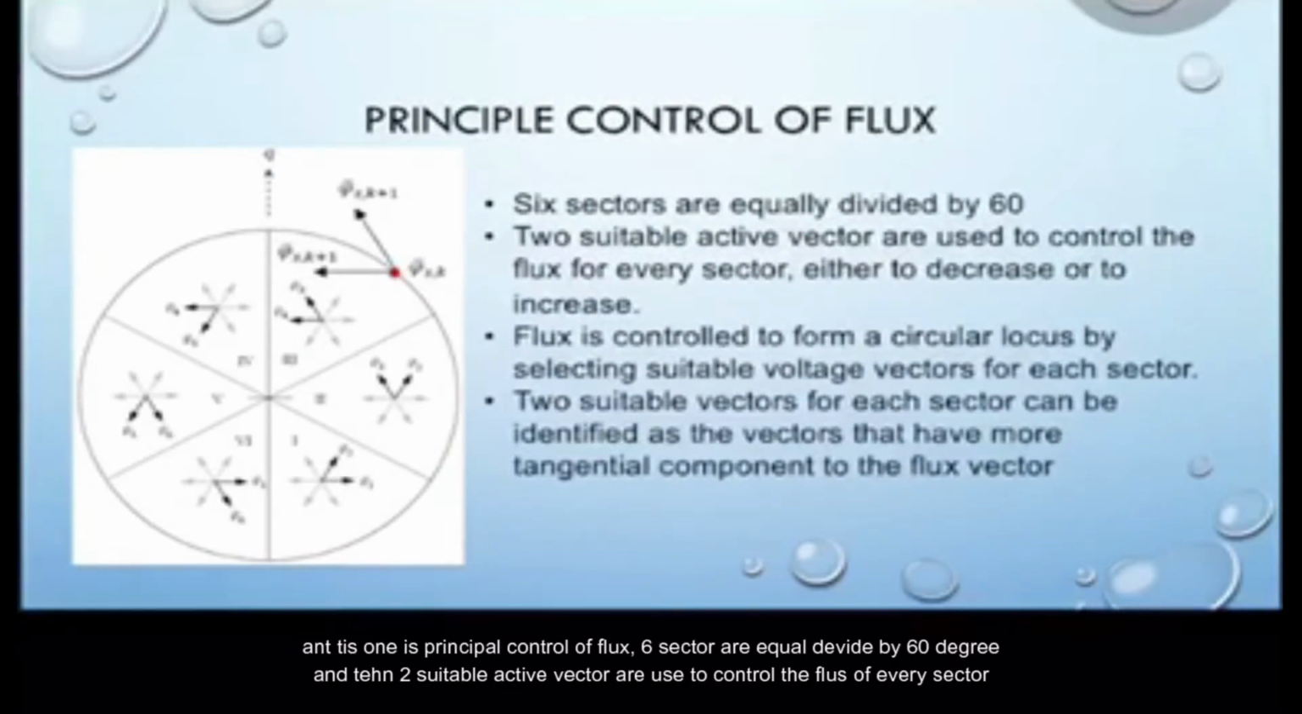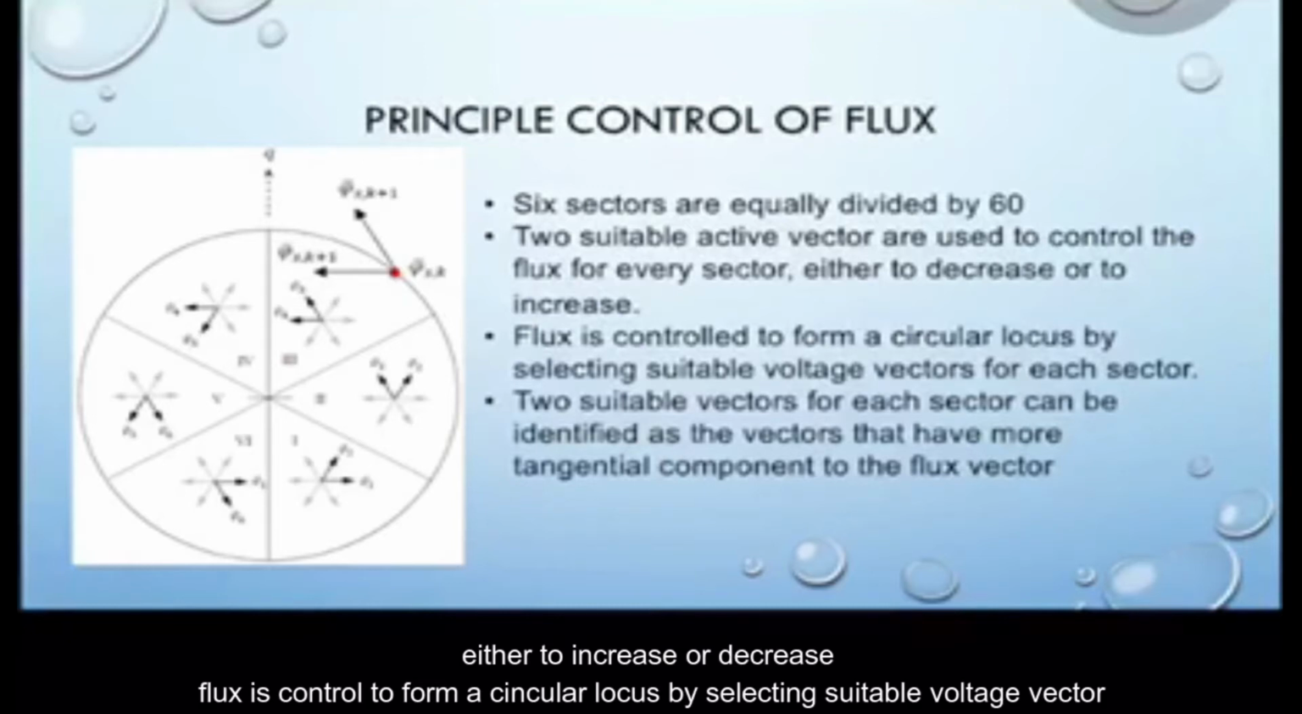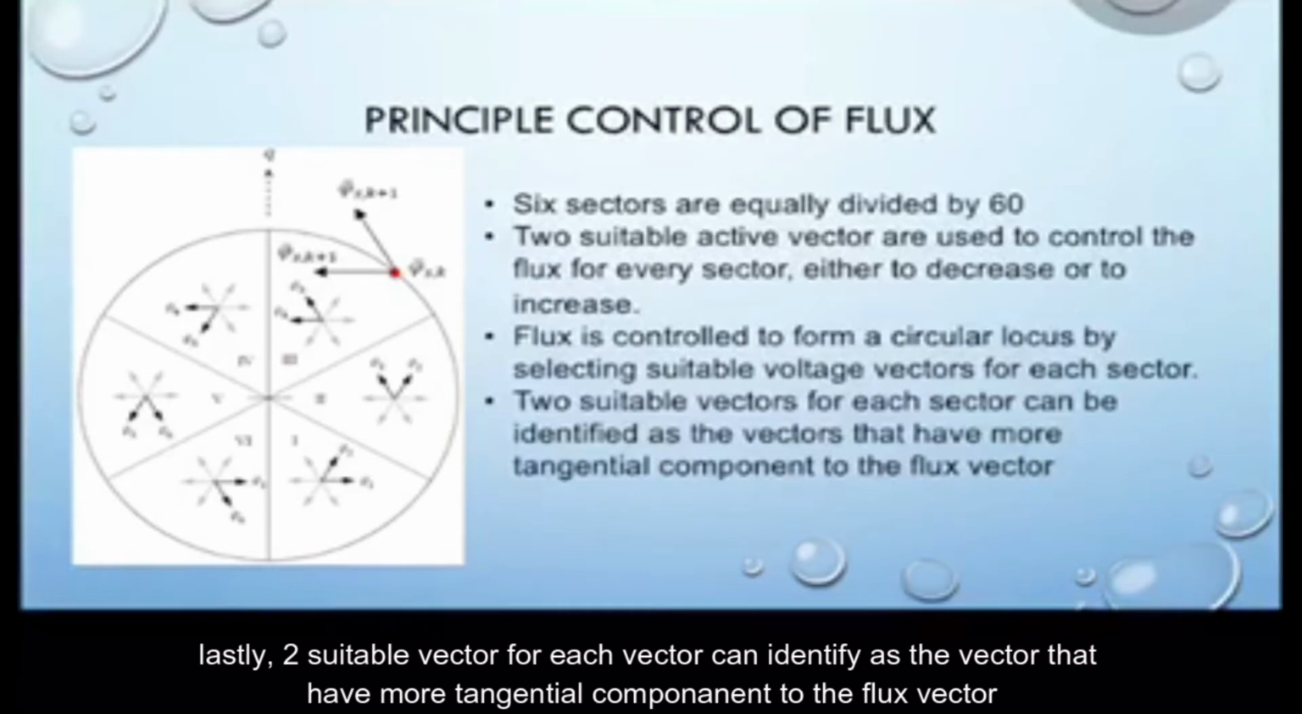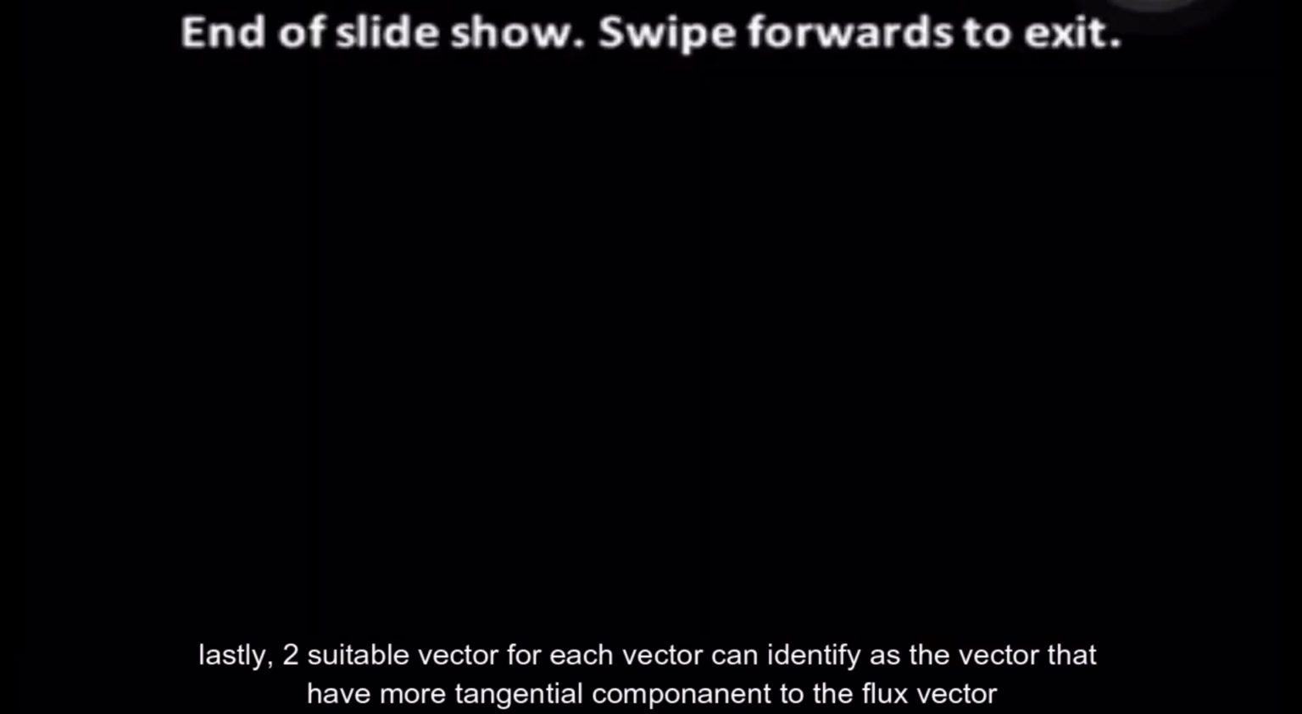And this one is the principle of flux control. Six sectors are equally divided by 60 degrees, and two suitable active vectors are used to control the flux for every sector, either to decrease or to increase. Flux is controlled to form a circular locus by selecting a suitable voltage vector for each sector. Lastly, the two suitable vectors for each sector can be identified as the vectors that have more tangential component to the flux vector. Thank you.